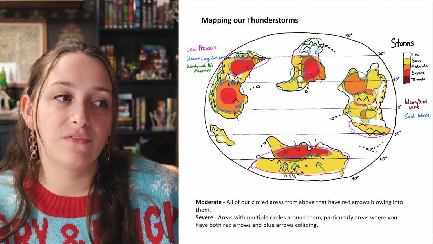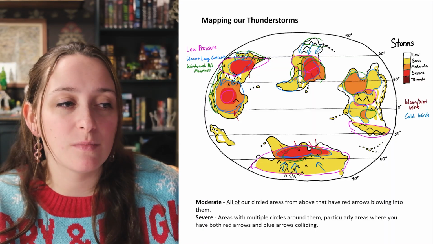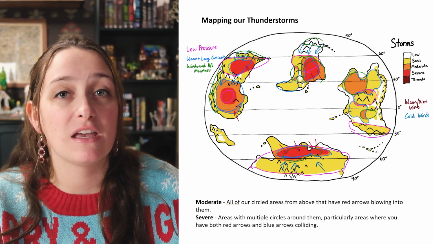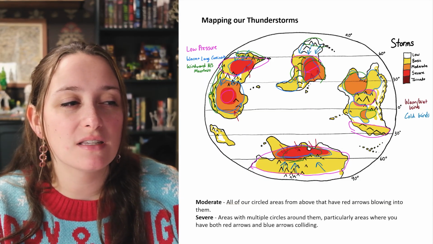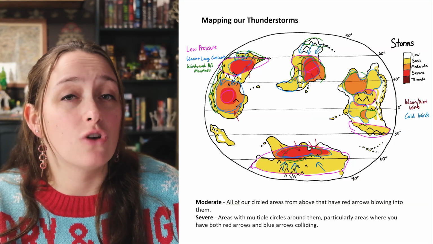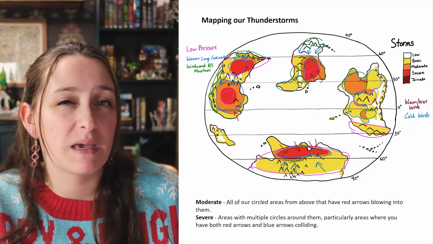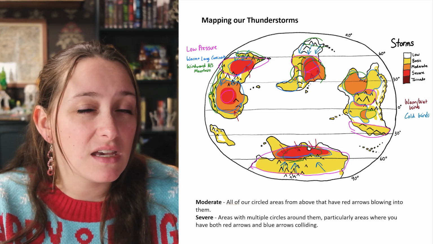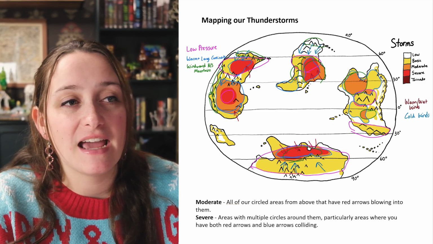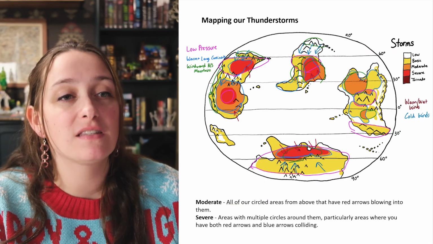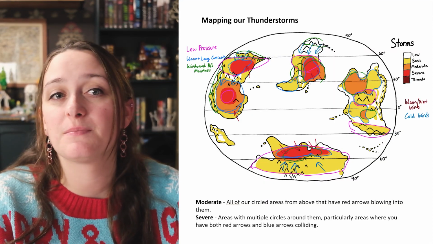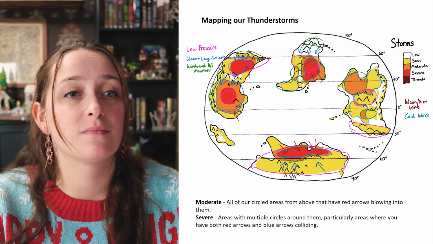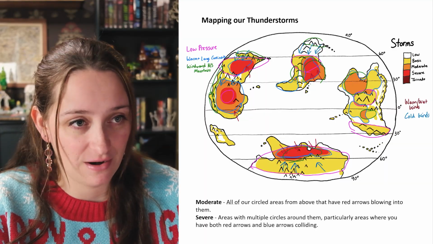And this is where, if you have anywhere that has multiple circling arrows but doesn't necessarily have blue and red arrows, then I would just make those moderate and not severe. Try to be a little bit more stingy with this. And then the last color is the severe tornado risk, which we will do in the next section, but that's basically areas that have the potential conditions for supercell thunderstorms and extremely destructive tornadoes.